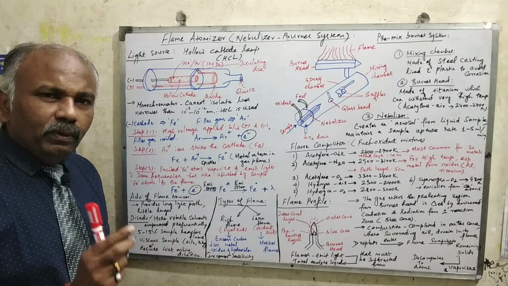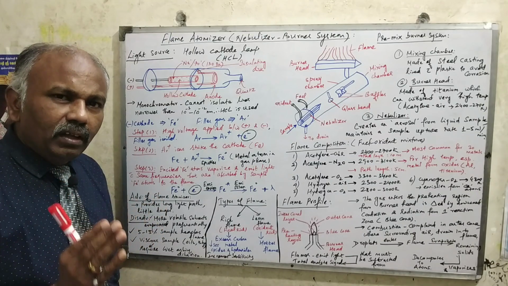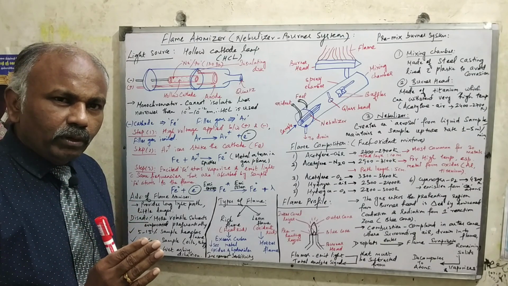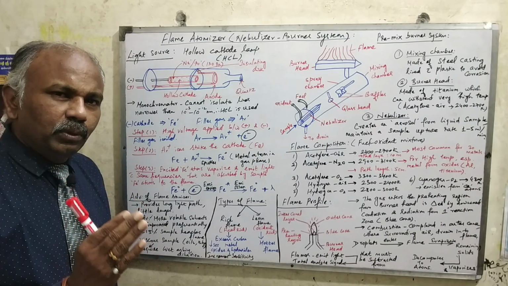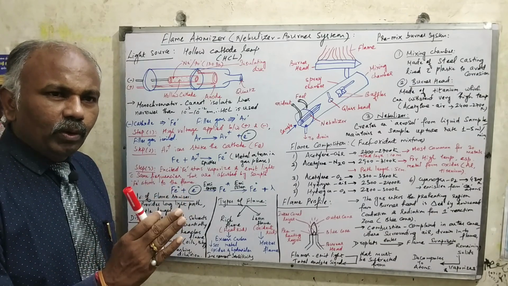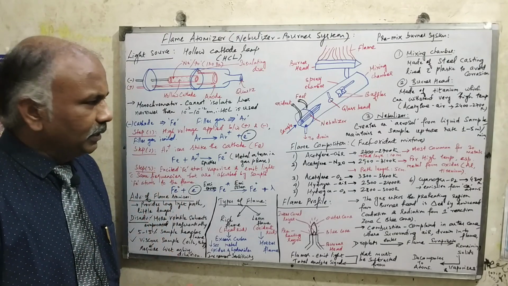Suppose you want to analyze the element iron, then we have to use iron as the cathode in the hollow cathode lamp. If you want to analyze lead in the atomic absorption spectrometer, then we have to use lead as the cathode in the hollow cathode lamp. So the same element has to be used in the hollow cathode lamp. Different hollow cathode lamps are available for different types of elements.